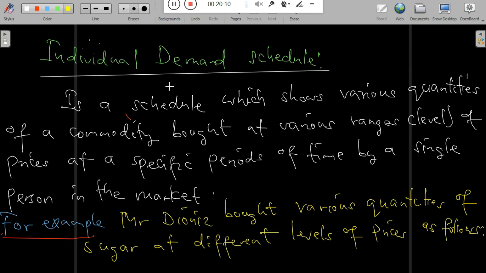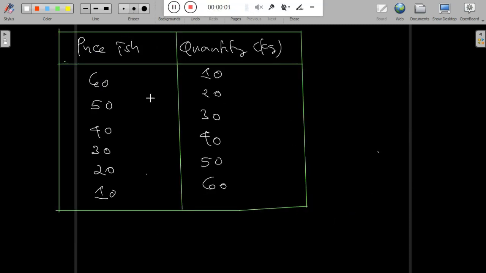Let's assume, since the demand schedule shows the quantities of a commodity bought at various ranges or levels of prices, that Mr. Dionys has bought these quantities over here. We have the price in shillings, that is 60, 50, 40, 30, 20, and 10. And we have the quantity on the right-hand side in kilograms, that is 10, 20, 30, 40, 50, and 60. So when I present what Mr. Dionys has actually bought and the price level of those quantities, that is what we refer to as the individual demand schedule.